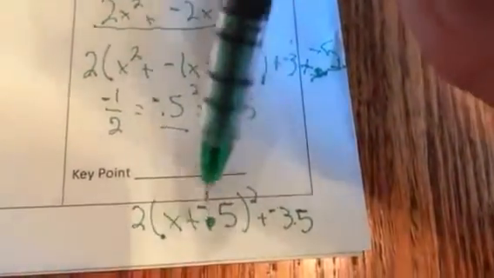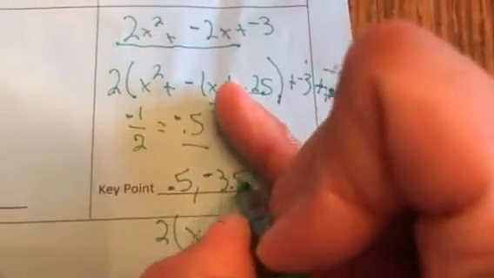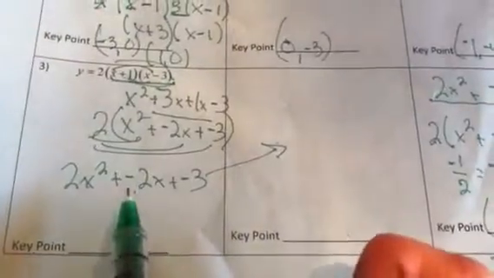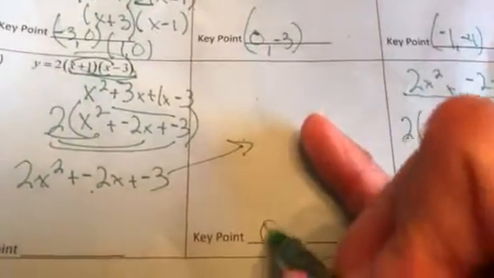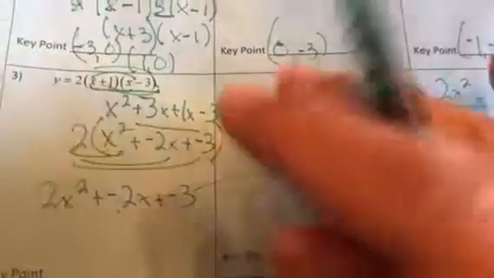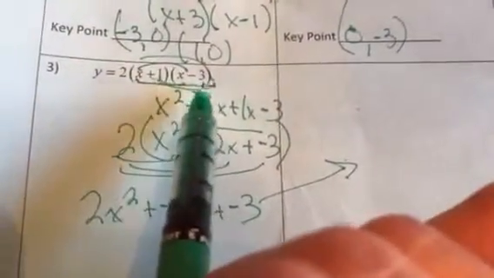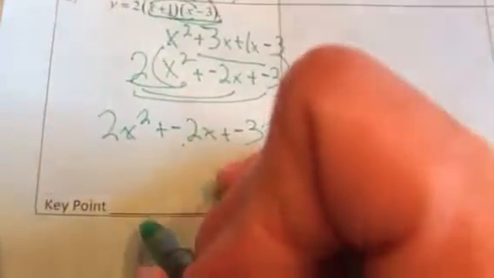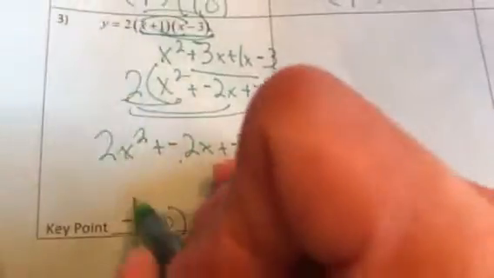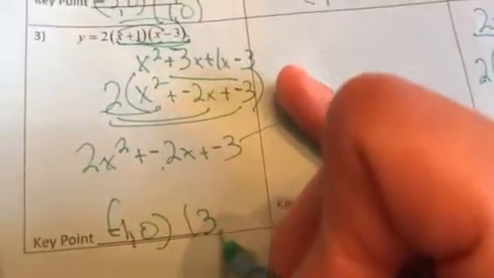So my key points, let's start here. I'm going to take the opposite, so 0.5. And that one as is, negative 3.5. There's my vertex. In my standard form, I'm going to get my y-intercept. And in my factored form, what makes these 0? I'll get my x-intercepts. So negative 1, 0. And, sorry, 3, 0. Okay?